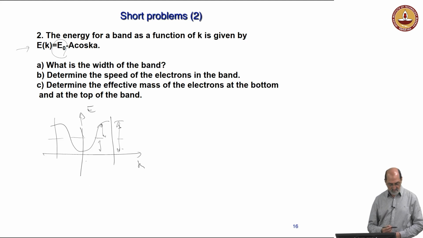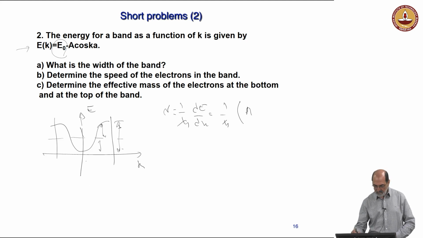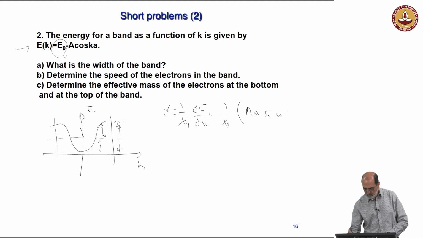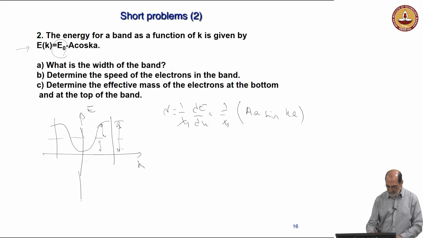Determine the speed of the electrons in the band. Well, the speed, you have to do the derivative. So it's 1 over h bar times the derivative of E with respect to k, and it's going to give you A a over h bar times sine of ka. I'm writing everything. I'm not going to learn how to write here. Sine. Well, even worse than before. Okay. Yeah, that's going to be the speed.